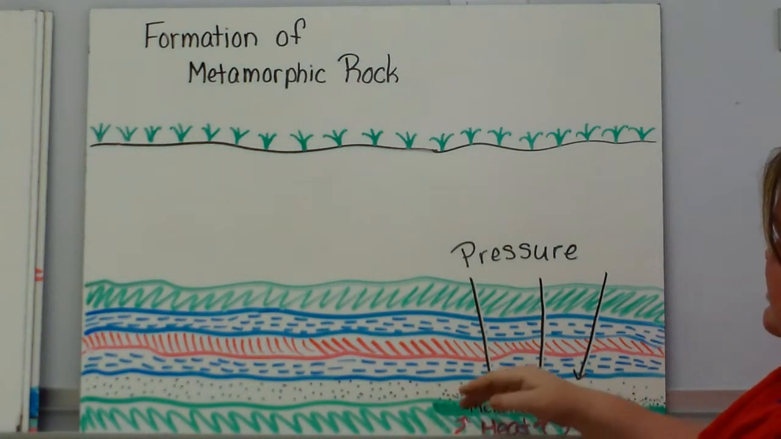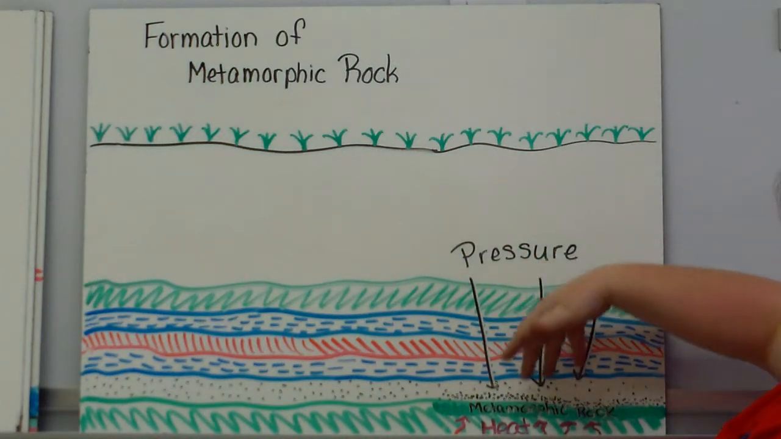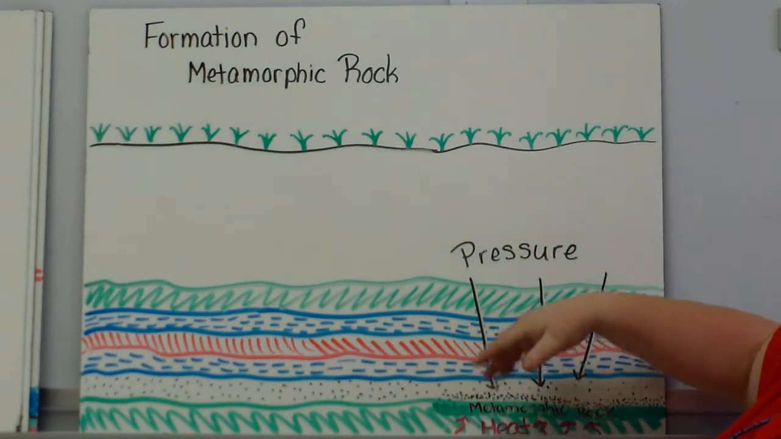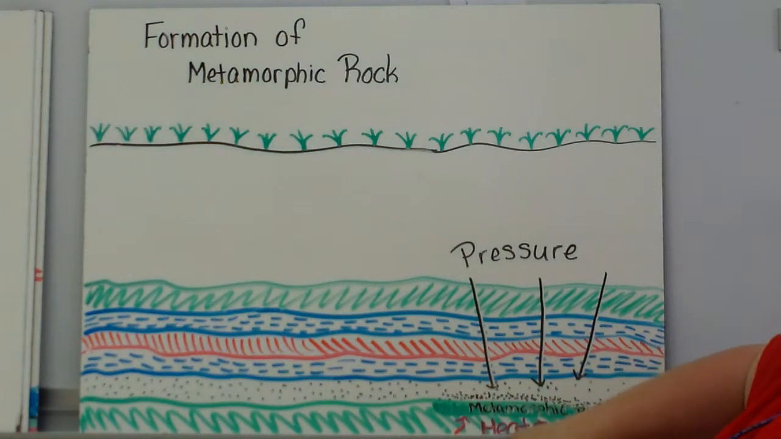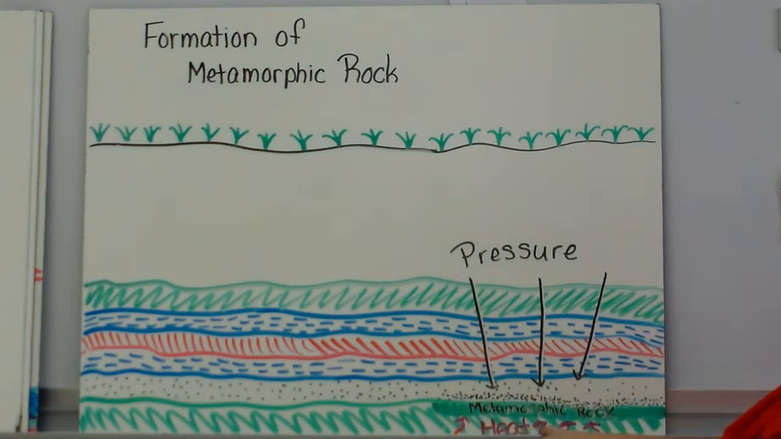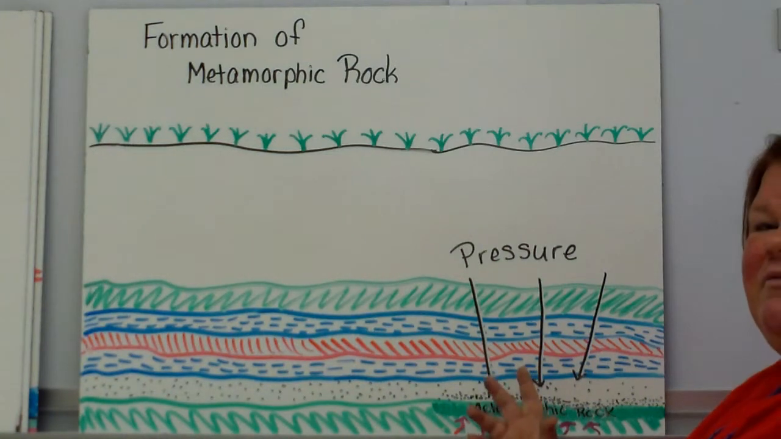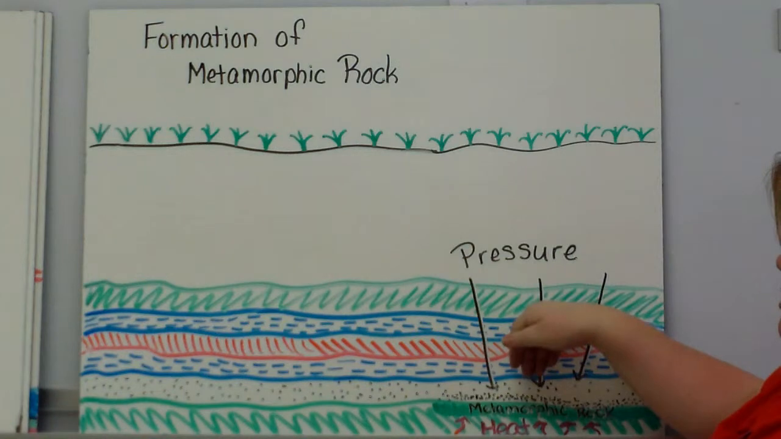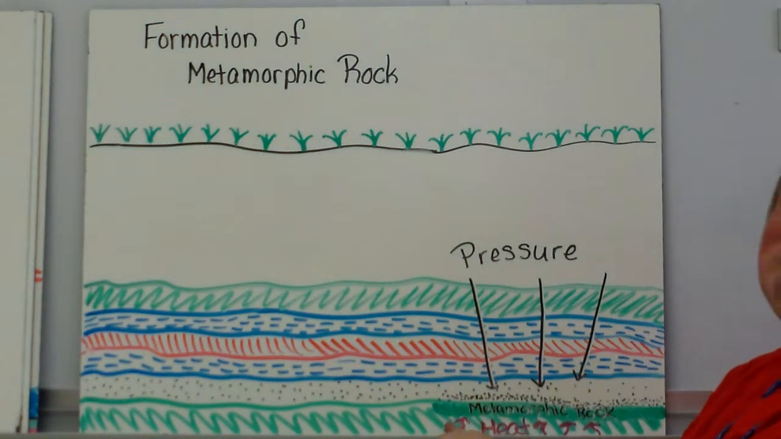Now what happens is all these layers are pushing down on this rock, and as it gets deeper, there's more and more pressure, so it's very intense pressure. And then deep underneath the Earth, we have a lot of heat. So we have heat coming up from the center of the Earth, and we have pressure pushing down. And what happens is this sedimentary rock will slowly be transformed into a metamorphic rock.